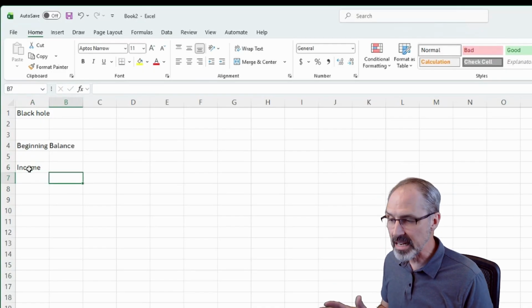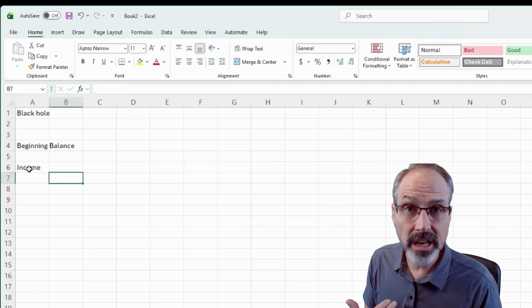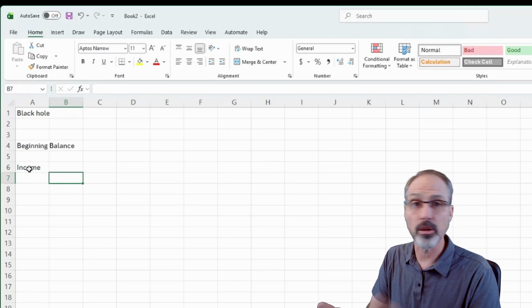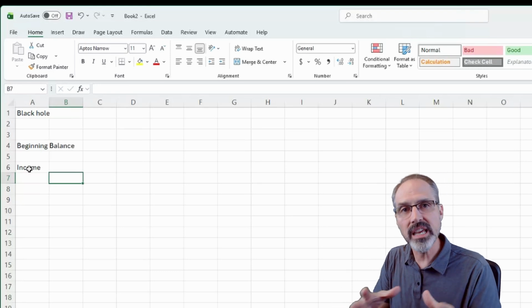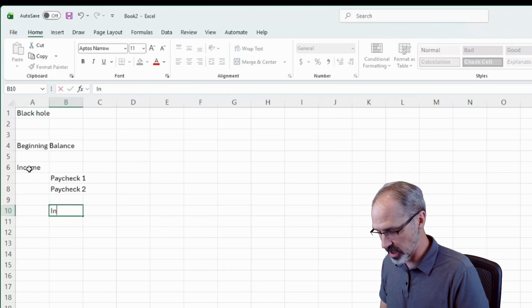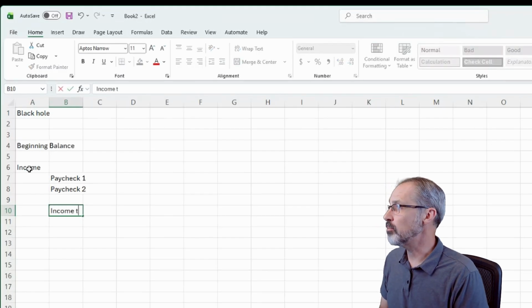And of course, that income can be your income, your spouse's income, a second job. It could be Social Security. It could be child support. Whatever it is, we're going to list those here. And once we have that, then we just add an income total.